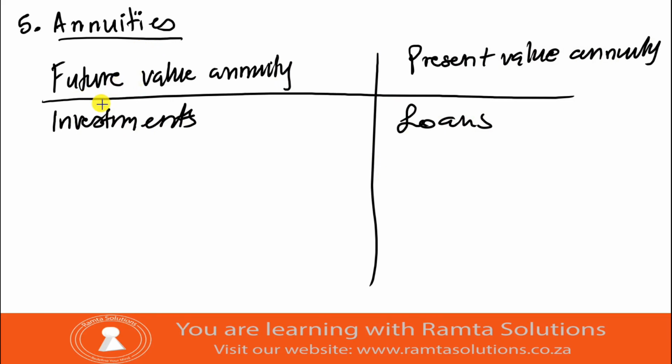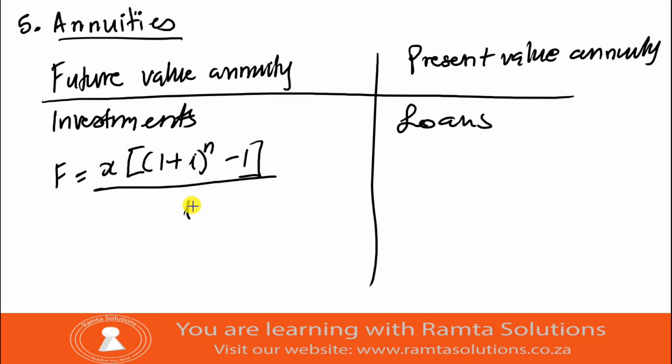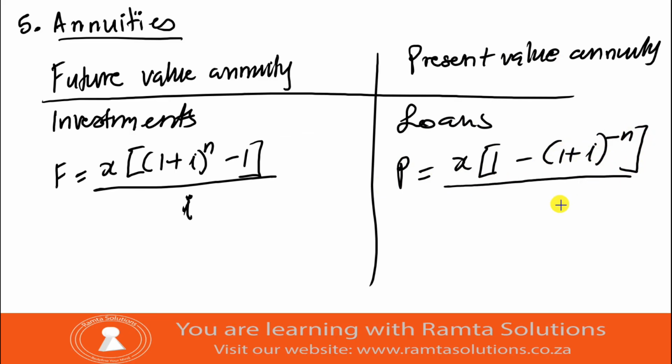We are not really going to dwell much into this, but in the next videos, you will understand that this formula is F equals x into open (1 plus i) to the power n minus 1, all over i. You will now understand that this n will have a different meaning, and I will show you why. And if you can get that, I'm telling you, you will never go wrong. And then the present value annuity, we call it P, which will be x into 1 minus (1 plus i) to the negative n, all over i.